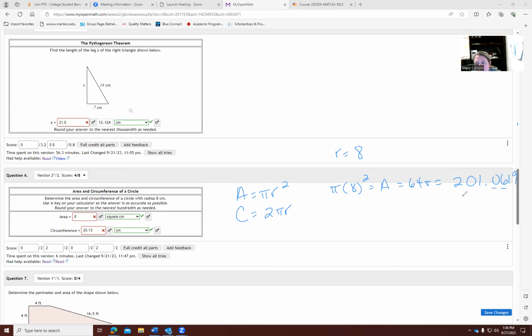So that's tenths, hundredths. So that would be 201.06. And then this one would be 2 times pi times 8 in the calculator. And that's going to give you 50.2654. Round it to the nearest hundredths, so we're going to round up because that is a 5 here. Let's check our answer. That's going to give you 201.06, and this one's going to give you 50.27. Again, area is always squared, so you do square centimeters, and circumference is like perimeter, which would just be your unit.